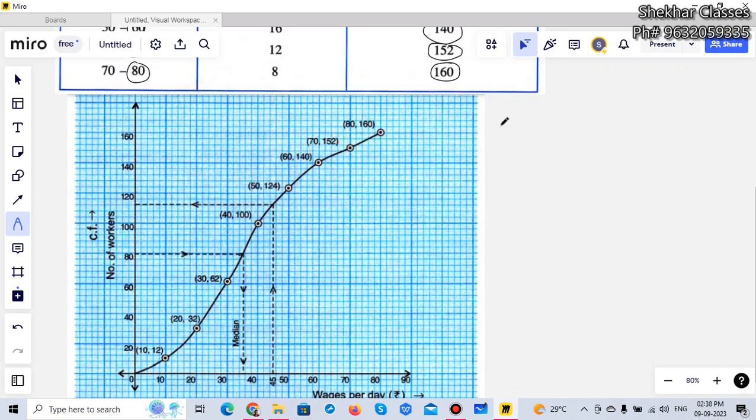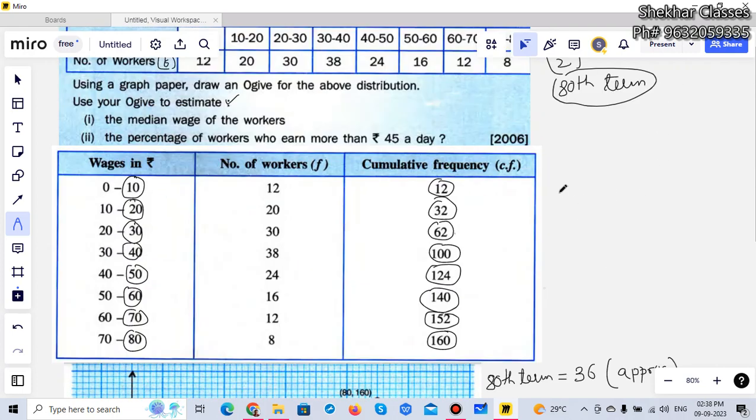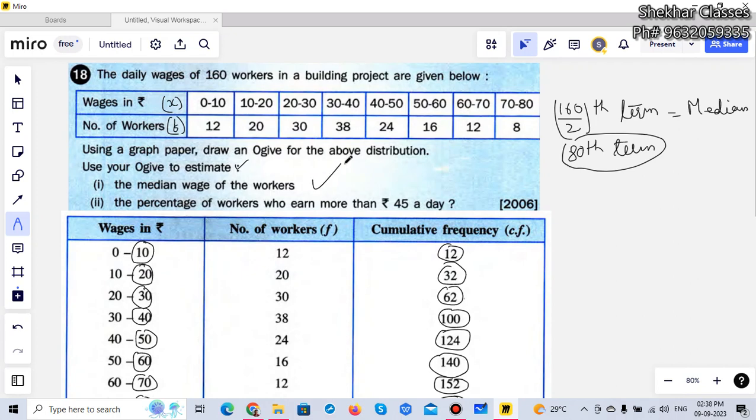What is the median in it? The 80th term is approximately 36. The word is approximately. Whenever it is such a case, you must mention approx there. So this is the answer for the first question, the median wage of the workers.